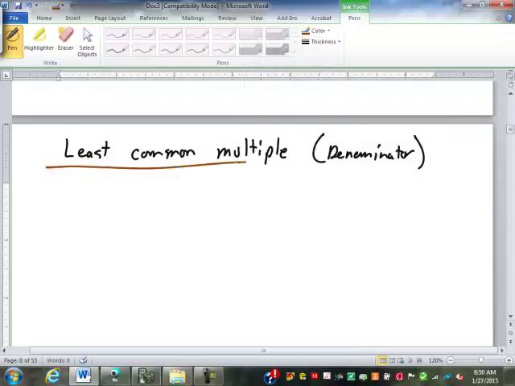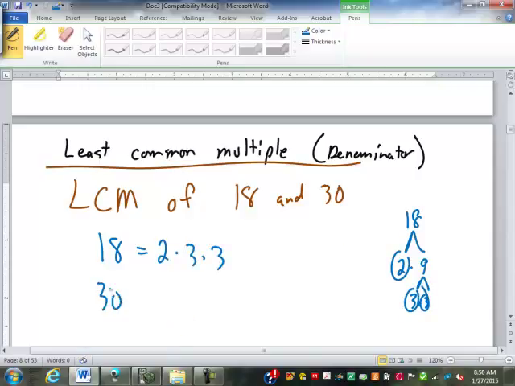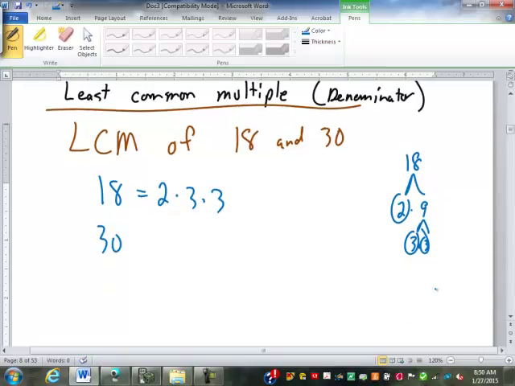Let's say I tell you to find the least common multiple, or LCM, of 18 and 30. I can do that by factoring. If I factor 18, what do I get for factors? Well, 18 splits into 2 times 9 and 3 times 3. So it is 2 times 3 times 3. How about 30? 30 will split into 10 times 3. 3 is prime. 10 splits into 2 times 5, right? So we've got 2 times 3 times 5.